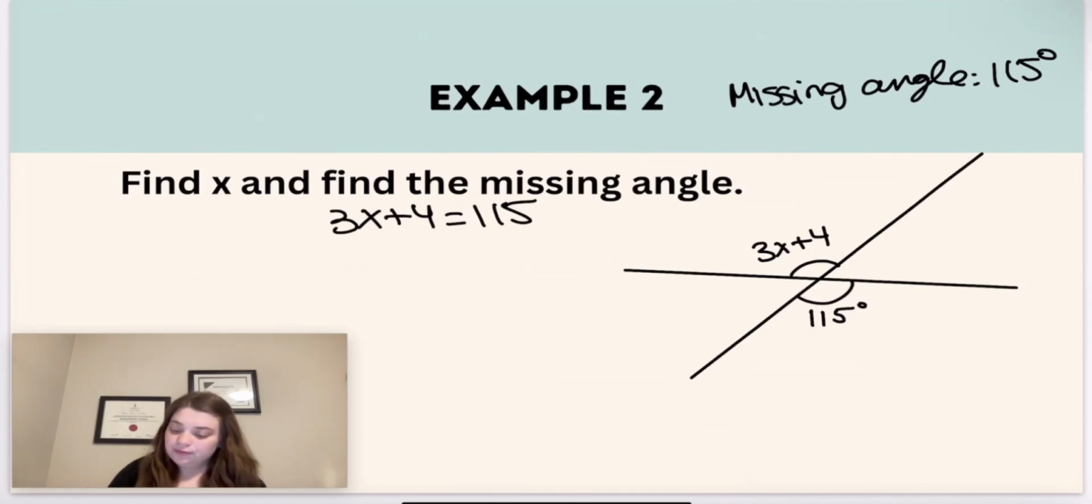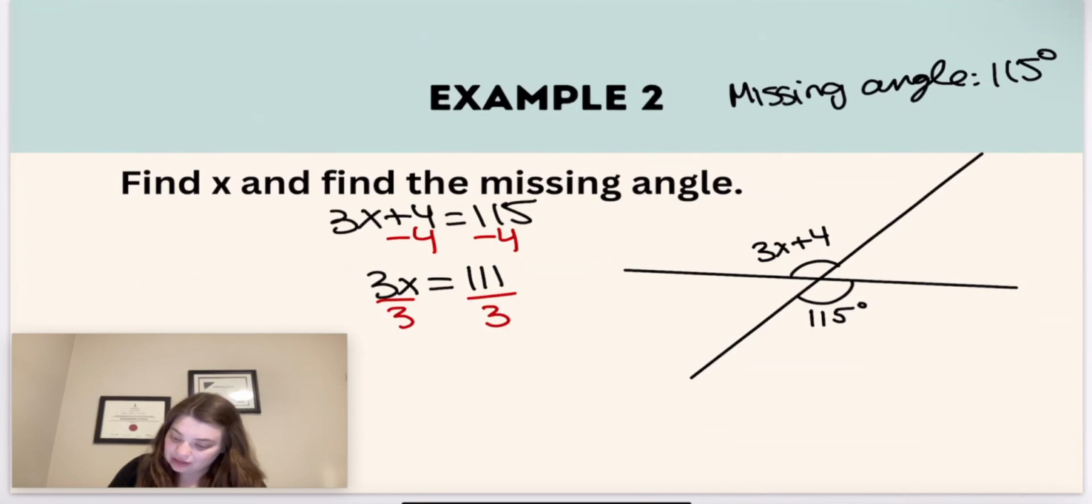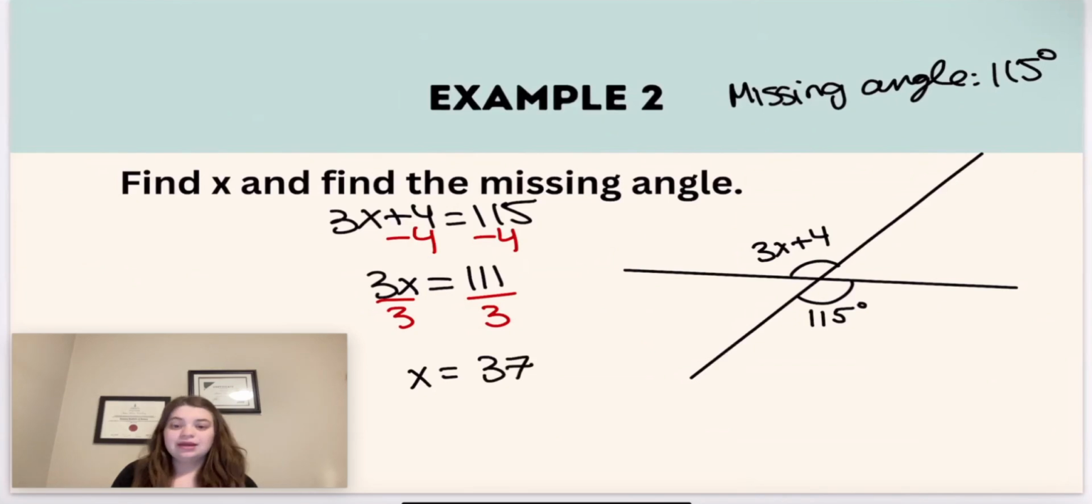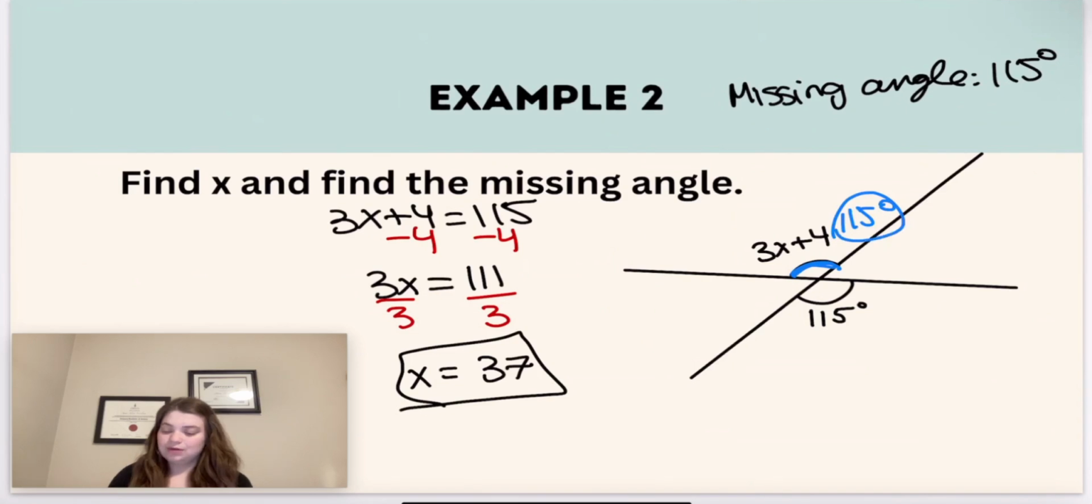So first thing I'm going to do is subtract 4 from both sides. If I do that, I get that 3x is equal to 111. Then if I divide both sides by 3, I get that x is equal to 37. And so therefore, x is 37, and the missing angle here is 115 because the other one was 115.